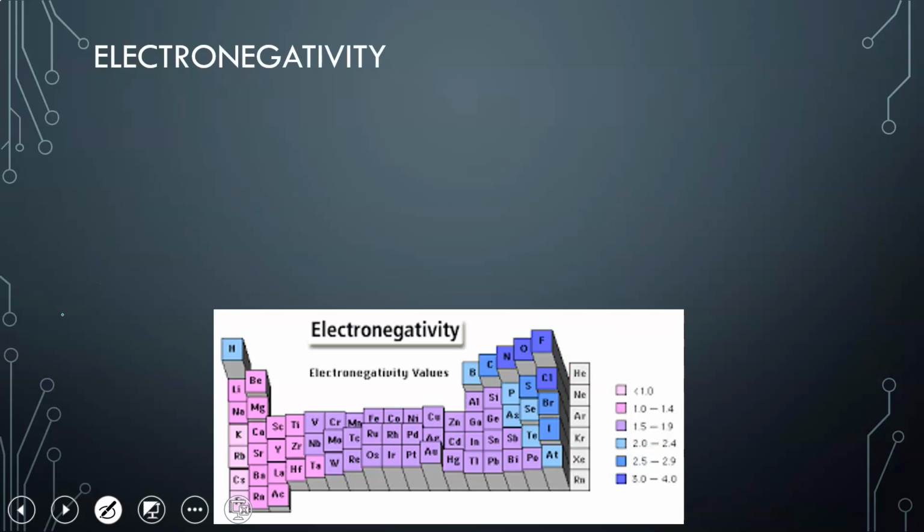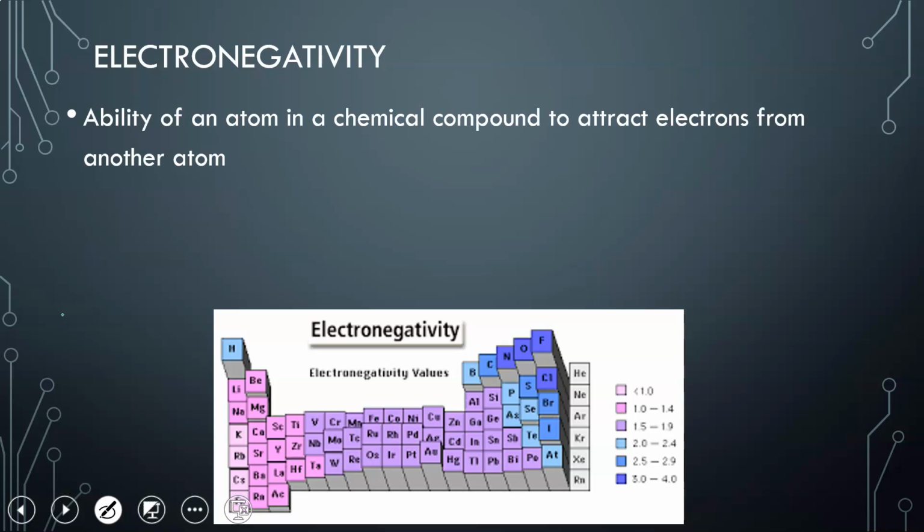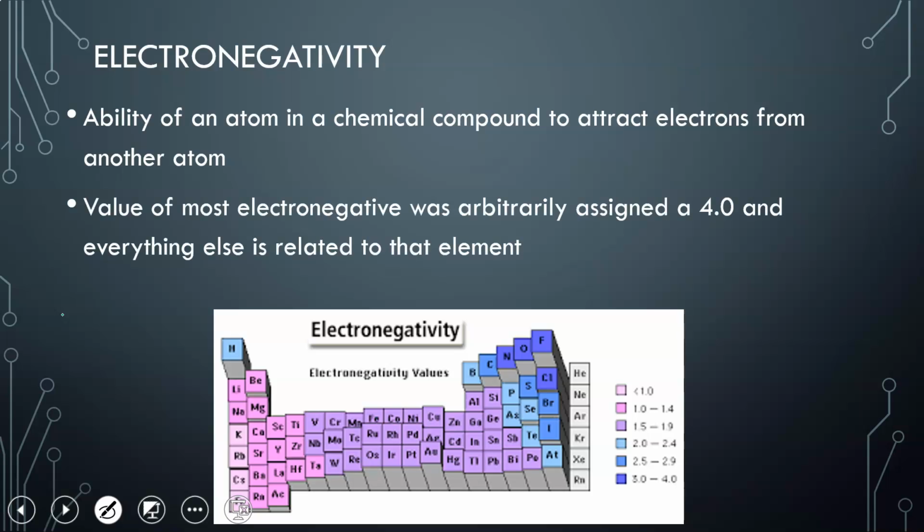All right, last one, electronegativity. This is the ability of an atom in a chemical compound to attract electrons from other atoms. So this is wanting to pull electrons in. How well does it do it? The value of the most electronegative element was arbitrarily assigned a 4, and everything else is related to that.